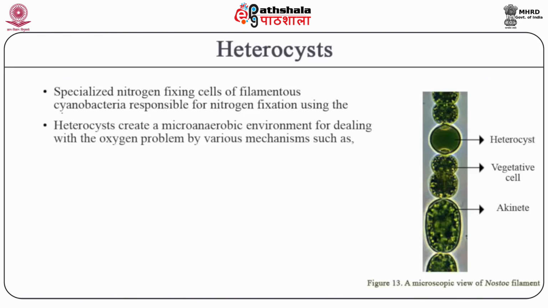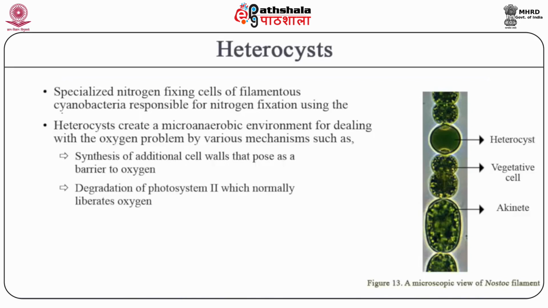They create a micro-anaerobic environment for dealing with the oxygen problem by various mechanisms, such as by synthesizing 3 additional cell walls. One of these cell walls is a glycolipid cell wall. These cell walls act as a hydrophobic barrier to oxygen. Secondly, the photosystem II, which is responsible for the liberation of oxygen, is absent in them. The heterocyst cells selectively degrade their photosystem II by means of specific proteases. Further, the glycolytic enzymes are also overexpressed in the heterocyst cells. This increases the rate of glycolysis to meet the increased energy demand of nitrogen fixation.